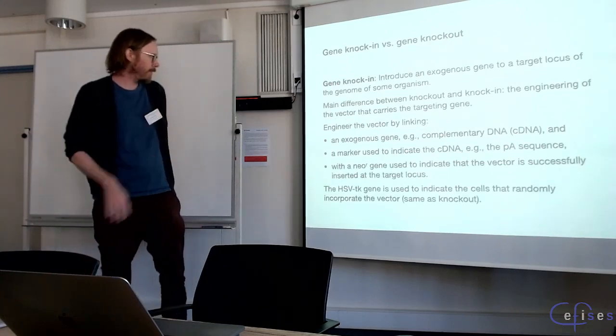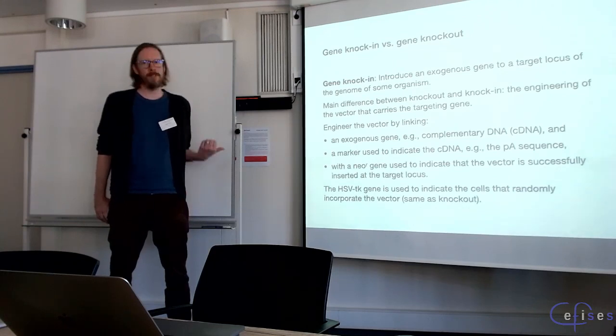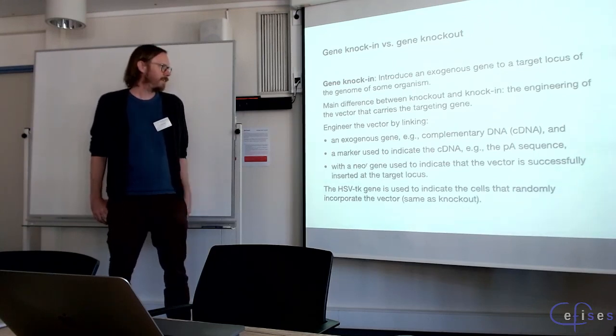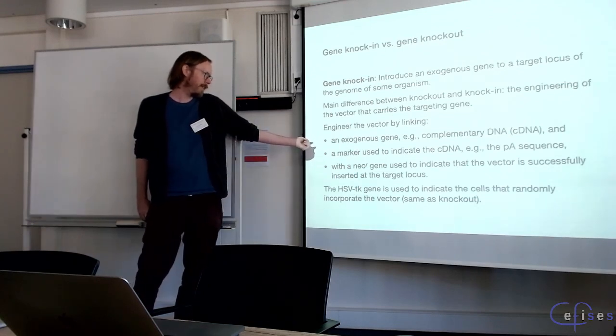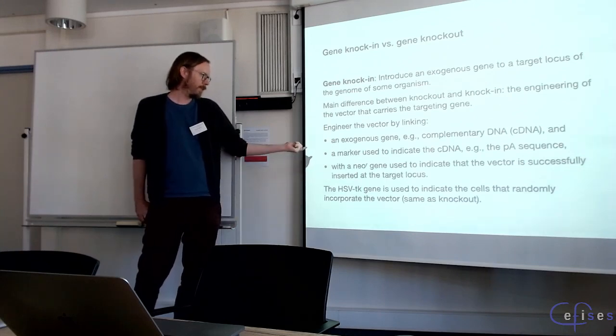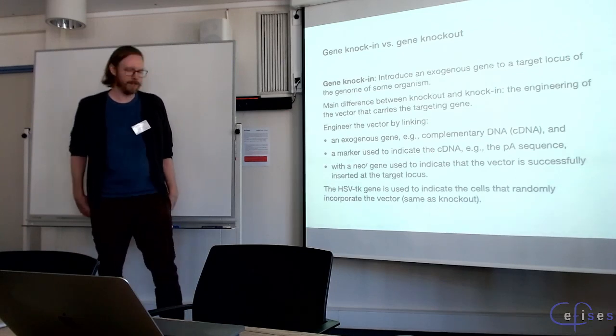So the third method, gene knock-in, is where you introduce an exogenous gene to the target locus of the genome of some organism. The main difference between knockout and knock-in concerns the engineering of the vector that carries the targeting gene. So you have complementary DNA, an exogenous gene, a marker used to indicate the complementary DNA, the PA sequence, and then the NeoR gene, which is again used to indicate that the vector is successfully inserted at the target locus.